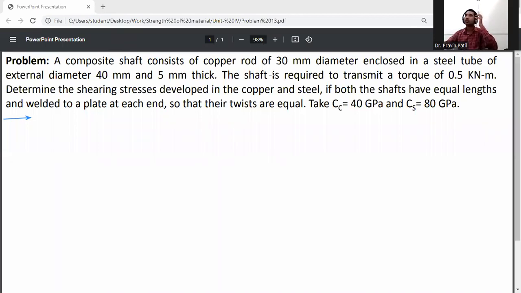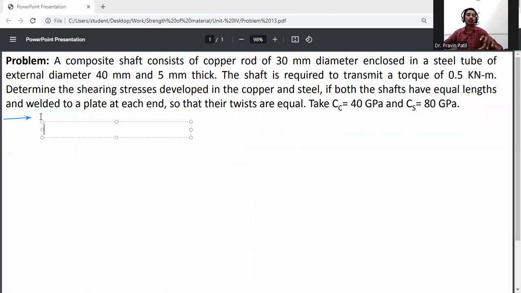A composite shaft consists of a copper rod of 30 mm diameter enclosed in a steel tube of external diameter 40 mm and 5 mm thick. The shaft is required to transmit a torque of 0.5 kN·m. Determine the shearing stresses developed in the copper and steel, if both the shafts have equal lengths and are welded to the plate at each end so that the twists are equal. Take modulus of rigidity of copper as 40 GPa and modulus of rigidity for steel as 80 GPa. First of all, write down the given data.